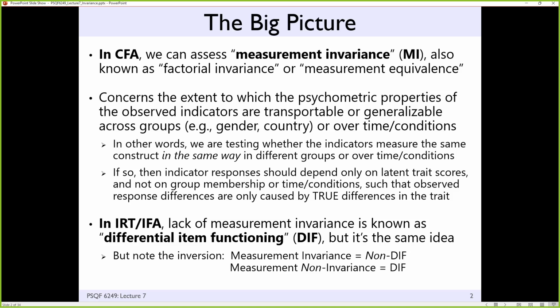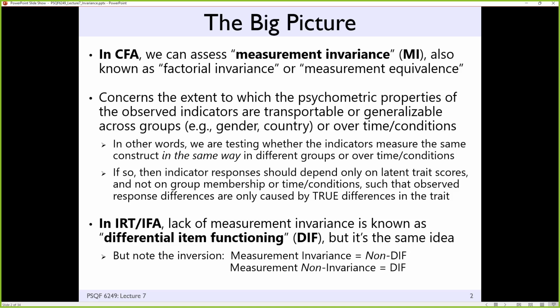So the big concern is not whether the trait differs between groups. That can happen and that's fine. It's whether the measurement of the trait differs between groups. Like if I'm more likely to get this item correct because I'm a girl, right, that's not cool. Or if I'm less likely to get this item correct because I'm a girl, then there's potentially something wrong with the item with respect to how it measures the trait.